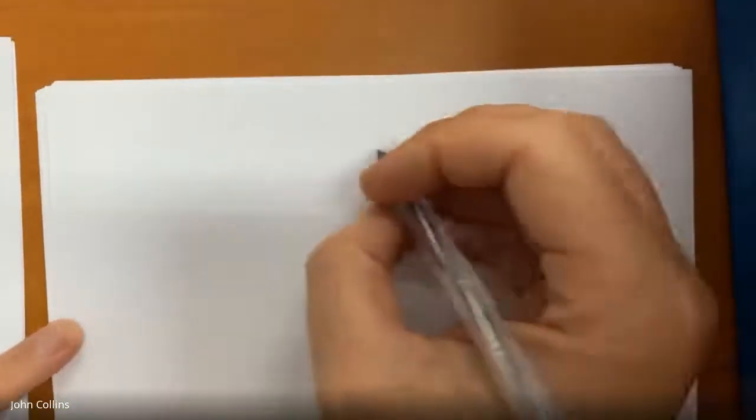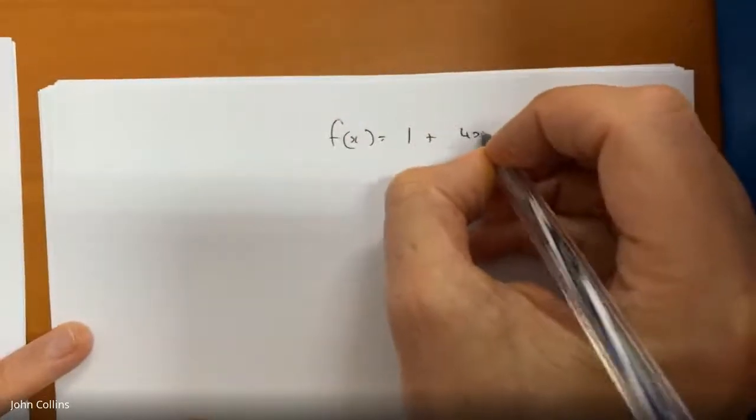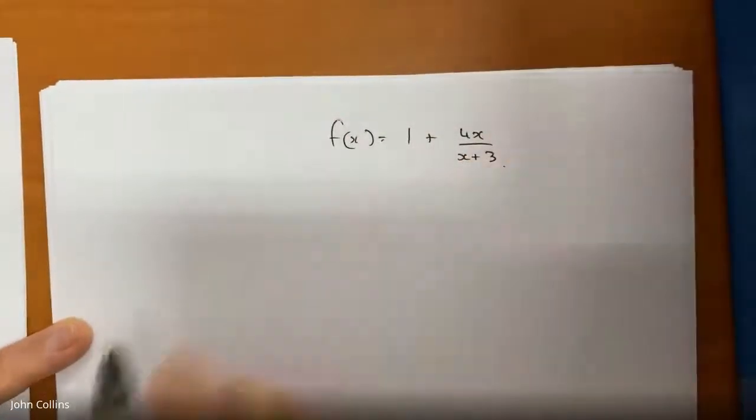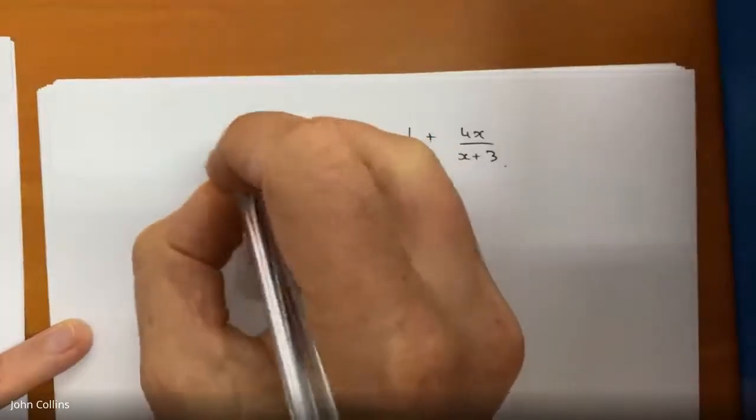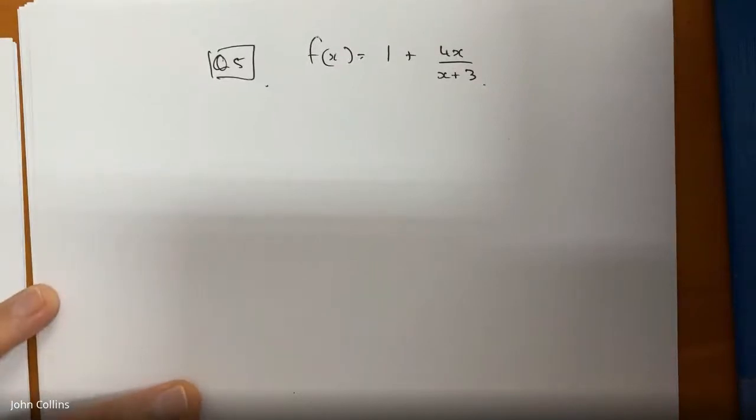Okay, we're just going to look at, I think it was question 4, was it? Question 5. All right, so let's look at question 5, which was our function. So here's the function. We need to sketch this non-calculator, indicating clearly any asymptotes.